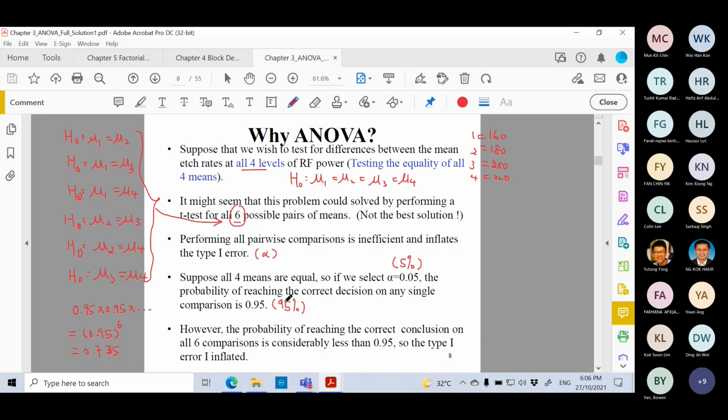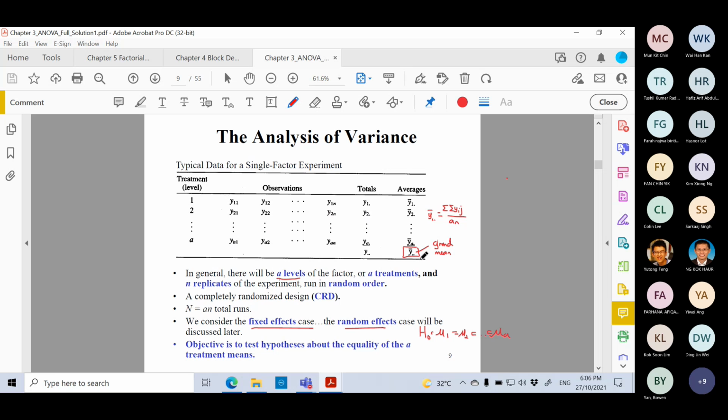Okay. And then this is a diagram of the structure of the data, how we arrange it, with the notation y double dot standing for the total of the overall observations, and y bar double dot standing for the grand mean, where the formula is given as follows. I also mentioned to you that we are studying the fixed effect model. For the random effect model, I will discuss it with you later.